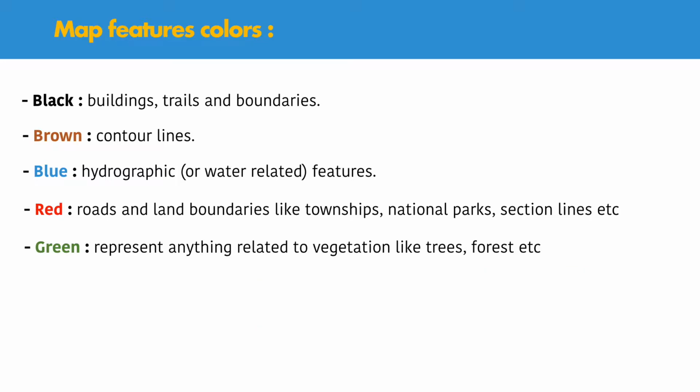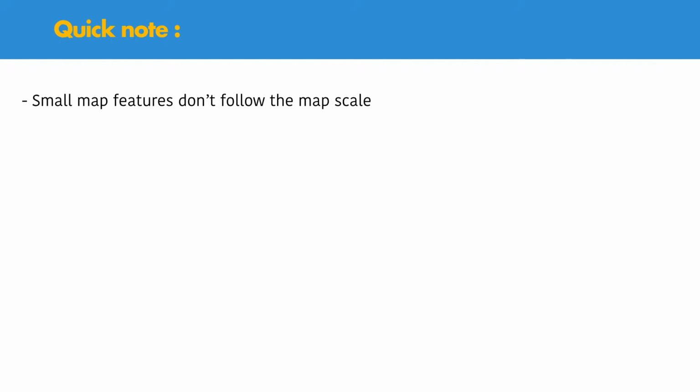Now that we know the main four map feature categories and the different colors and what everything represents, let's go see that directly on a map. One thing before I do that, I want to clarify that the map features are not always represented following the map scale. For example, a water stream in a topo map will not use the map scale, because if they used it, we would have a very thin blue line that would need a magnifying glass to see, which is not convenient, especially during an outdoor activity.